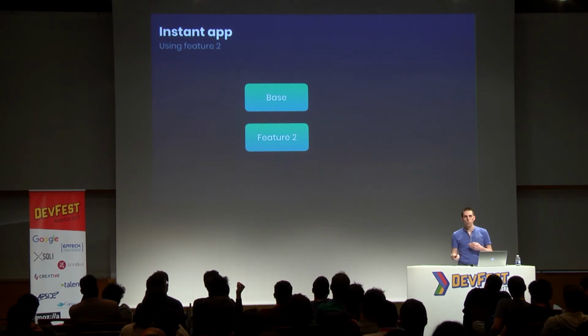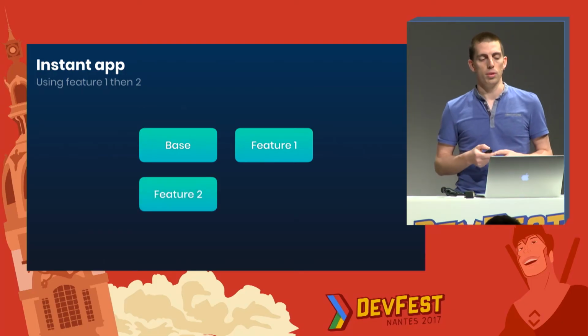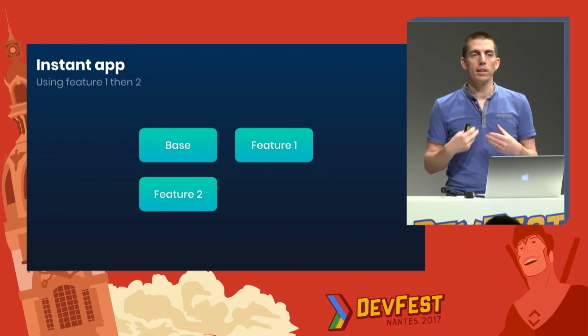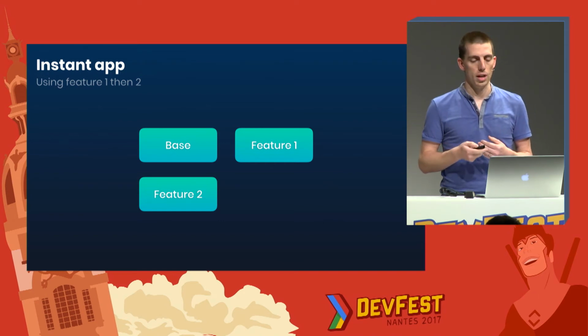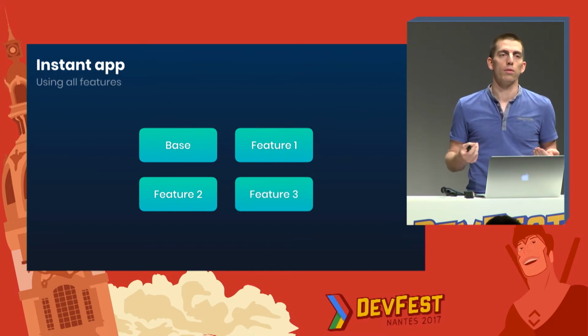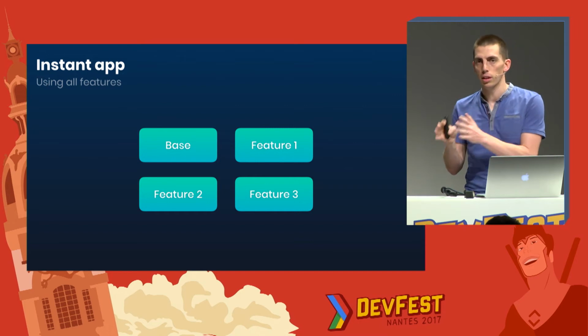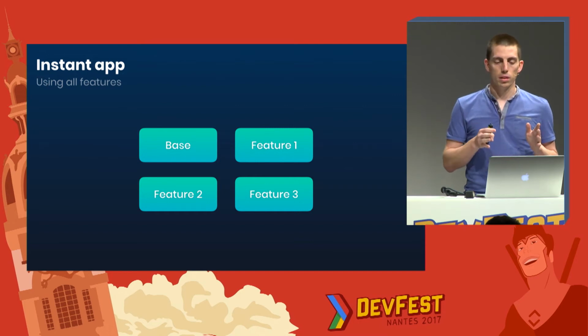So if I want to use feature 1 and then feature 2, I will first download feature 1 and the base APK. And when using feature 2, well, you download feature 2, but you don't have to re-download the base APK. So you will download only the feature 2 APK like this. So it reduces the amount of data that gets transmitted when you want to use the application. If you use all of the features, at some point in time you get all of the features downloaded and installed on the device. So that's pretty much how Instant App is working. It's basically breaking an application into several parts that can be downloaded independently and installed independently.